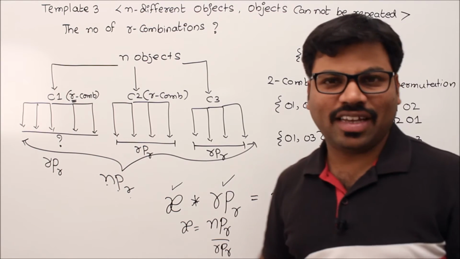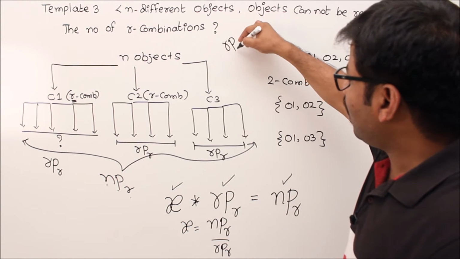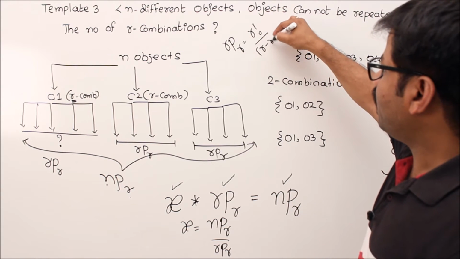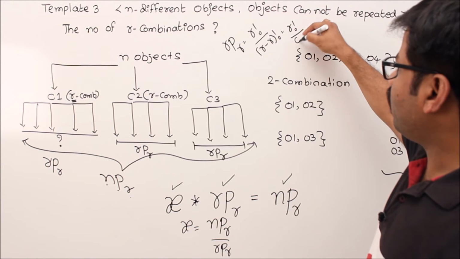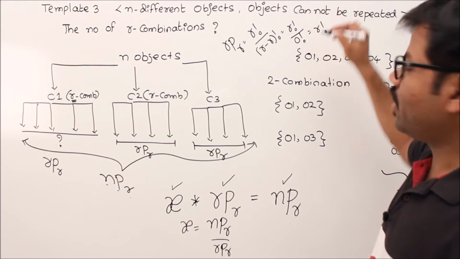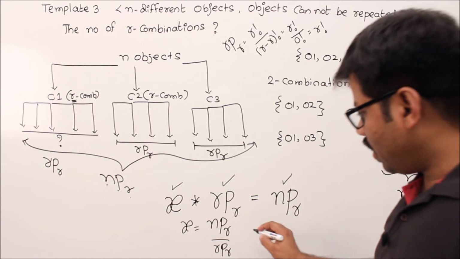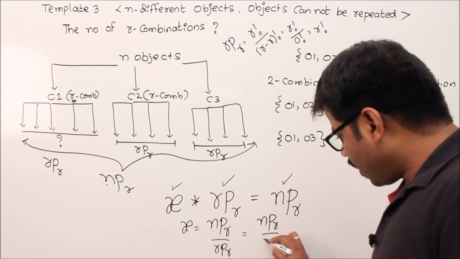Let's focus on RPR. What is RPR? RPR is nothing but, let's expand it. RPR equals R factorial by (R minus R) factorial, which is R factorial by 0 factorial. Then it is R factorial. So RPR is simplified to R factorial. Then if you expand this formula, it will become NPR by R factorial.